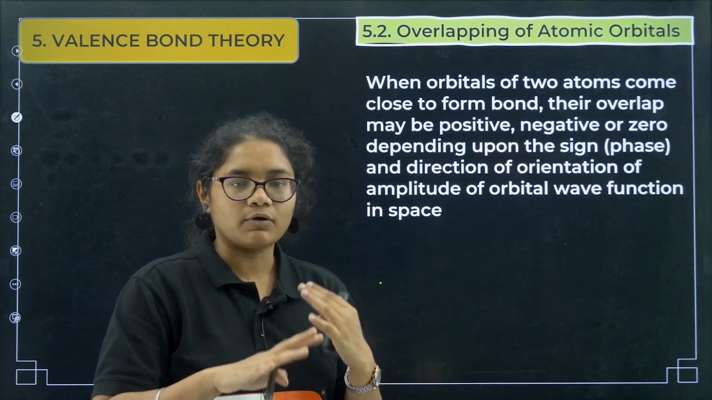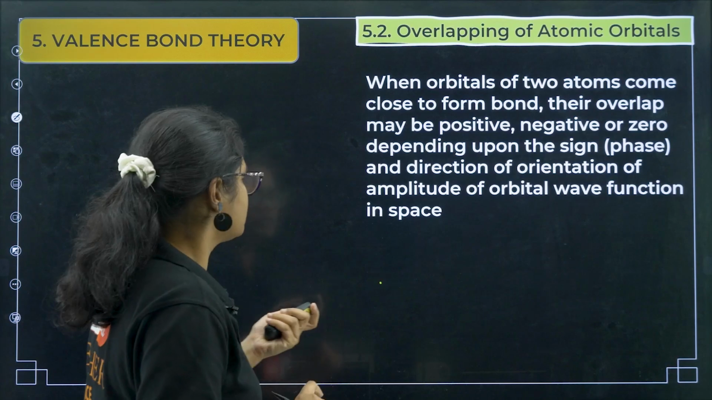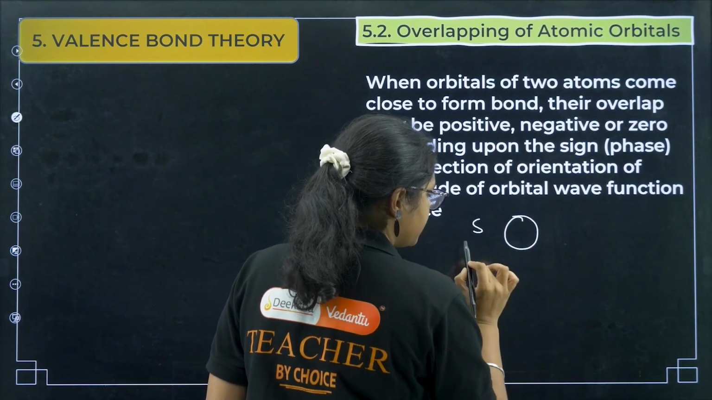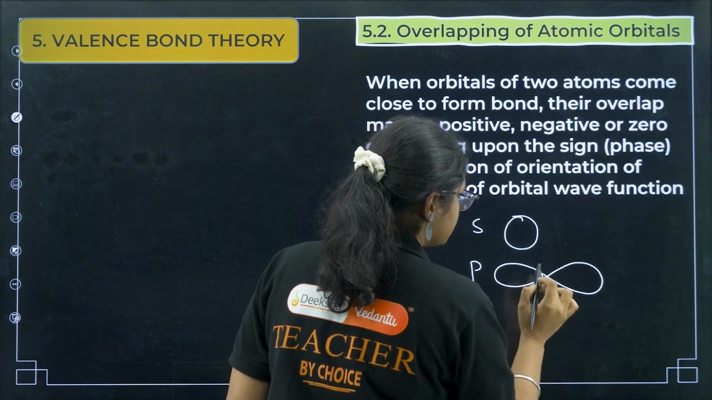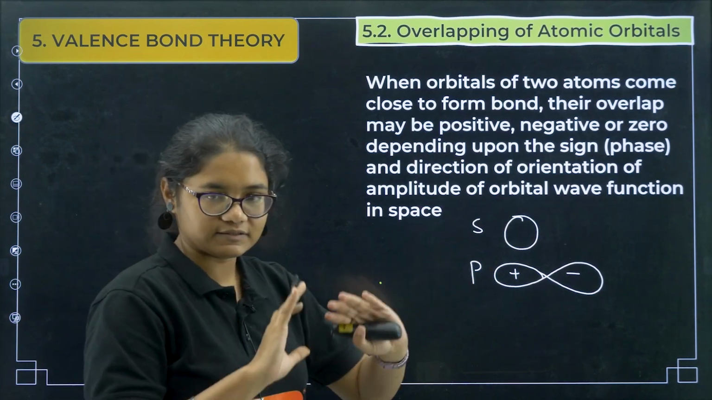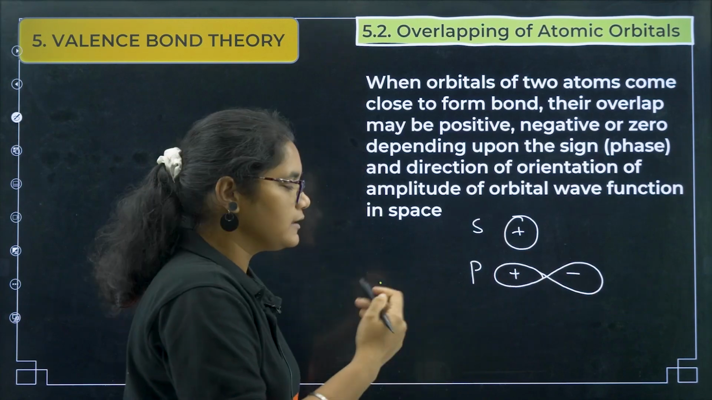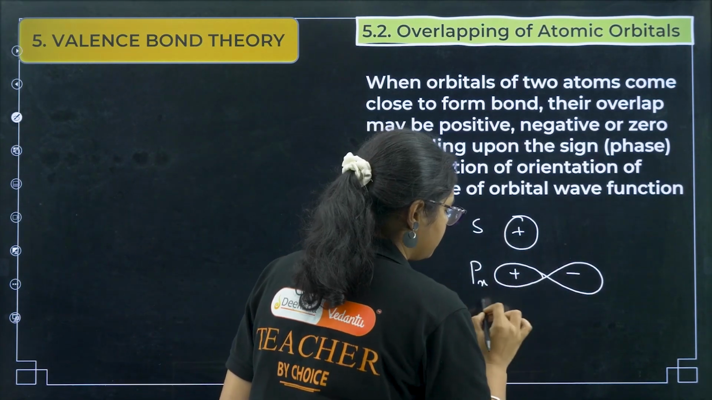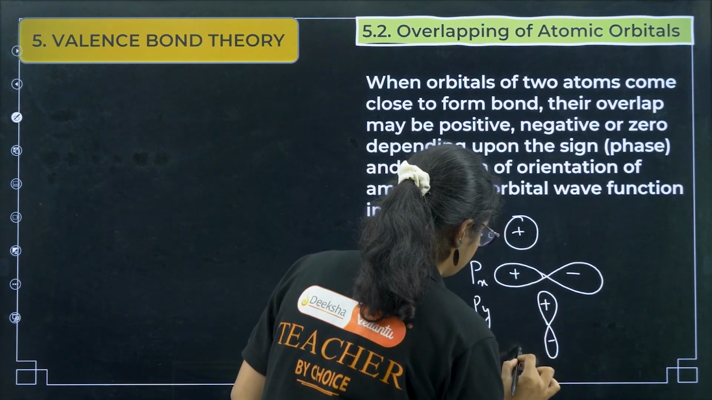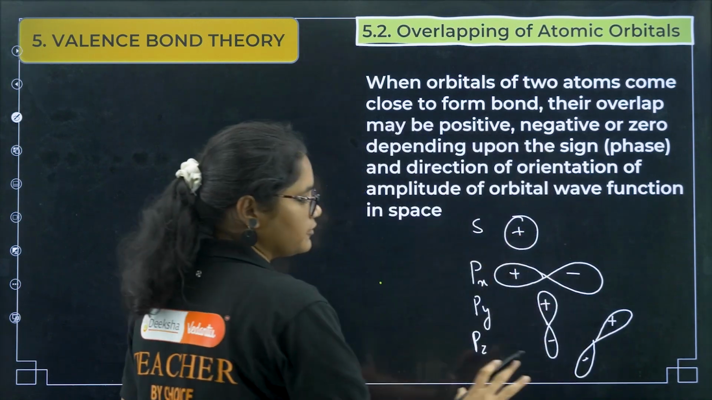Before understanding what is positive, negative and 0, let us have a look at the shape of the different orbitals. The S orbital is spherical in shape, and the P orbital is plus-minus shaped. These 2 things you should remember. The S orbital is spherical and we write only one sign here, and in the P orbital it is plus and minus. The P orbital has 3 types, Px, Py and Pz, so you can just change its direction. It is Py and then you have Pz. So these are the shapes of the orbitals.